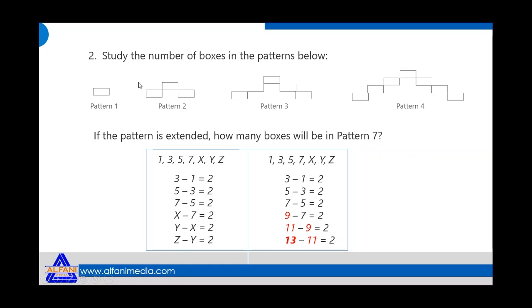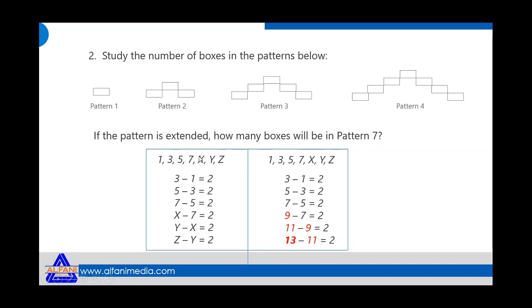Right, so this is what I have done here. Now, for me to get this answer, what I did is to represent each of these patterns with a number. All right, I mean the number of boxes. So pattern 1 have 1 box, so I indicate that with 1. Pattern 2 also have 3 boxes, so I indicate that with 3. Pattern 3 has 5 boxes, so I indicate that with 5. Pattern 4 we have 7 boxes, so I indicate that with 7. That is 1, 3, 5, 7.